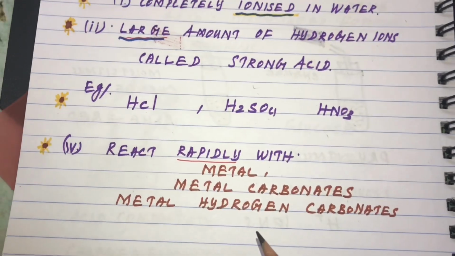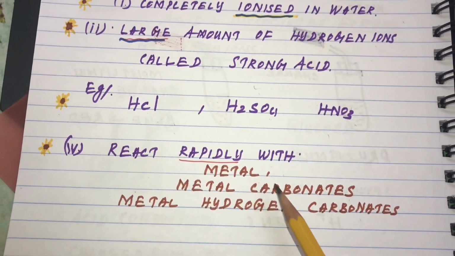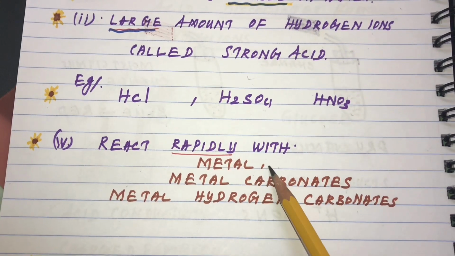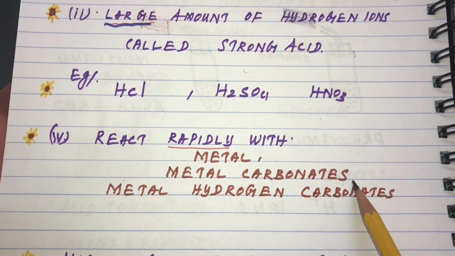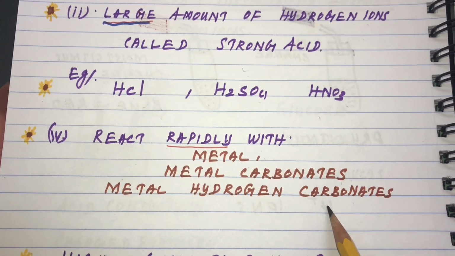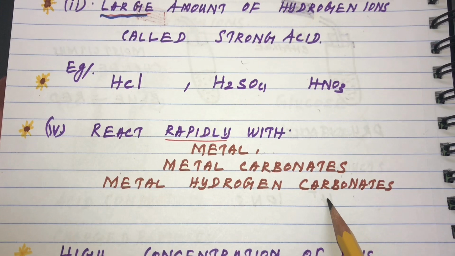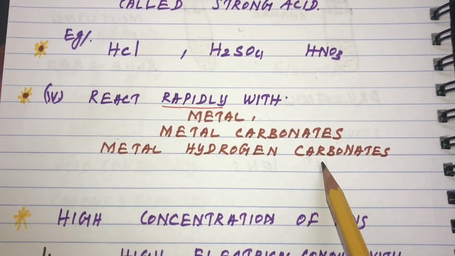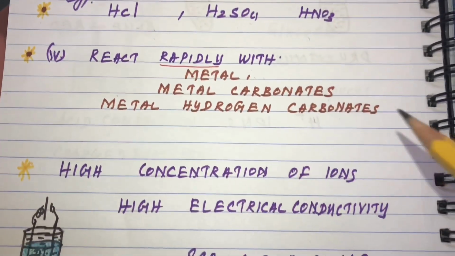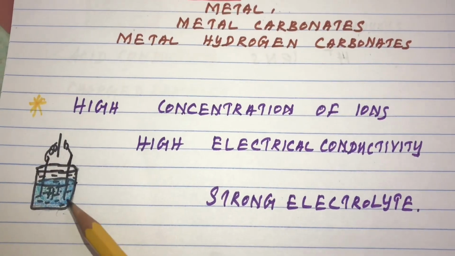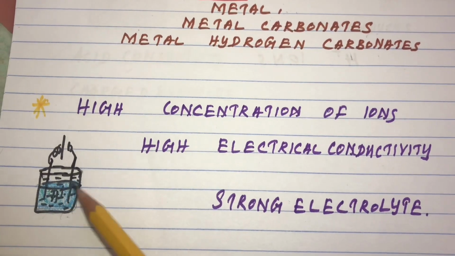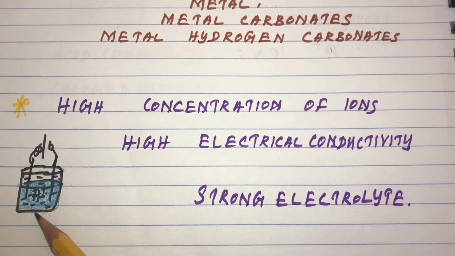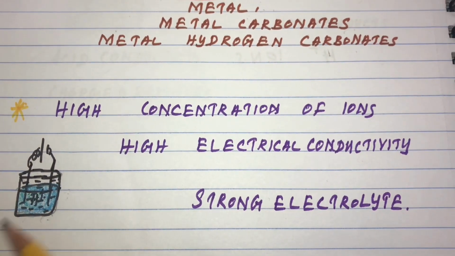Strong acids react rapidly with metal carbonates and metal hydrogen carbonates, for example zinc carbonate, ZnCO3, and zinc hydrogen carbonate, Zn(HCO3)2, forming the respective salt. With a high concentration of acid, the more ions there are, the more will be the conductance in electrolysis. So strong acids are strong electrolytes.